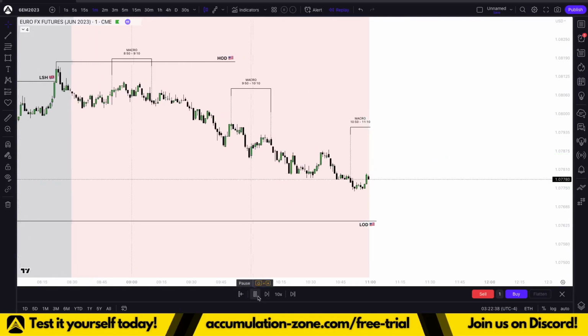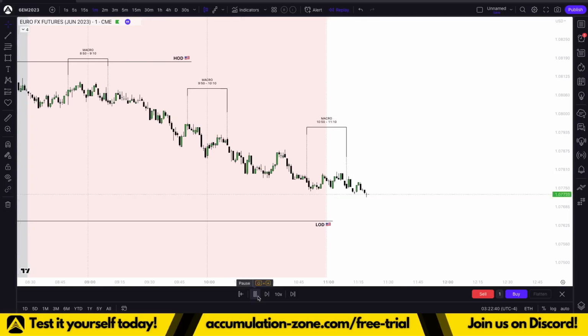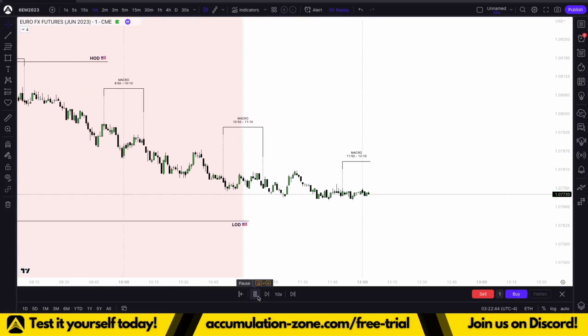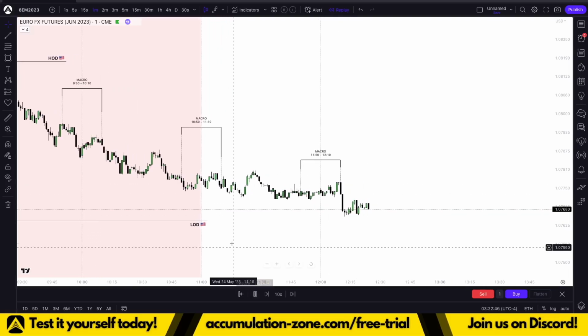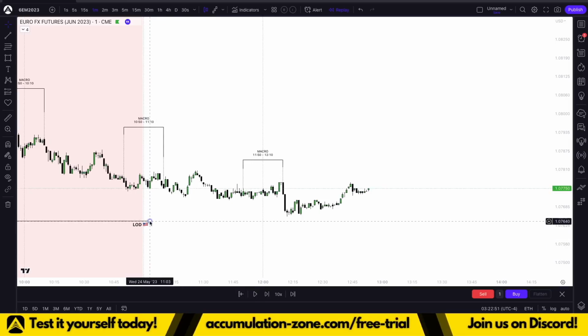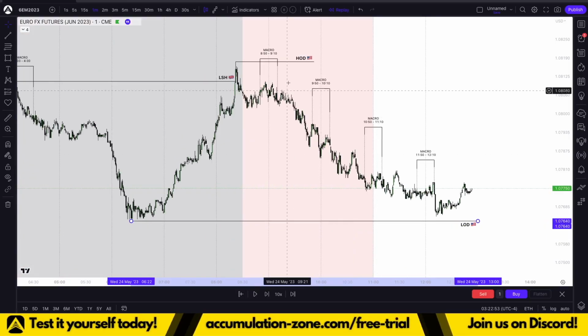Let's keep on playing it. It's 11 AM, so we would actually not consider taking any trades. So this would be a no trade day in the end. Let's see if later on we take out the low of the day, or if we're going to stay inside of its boundaries.